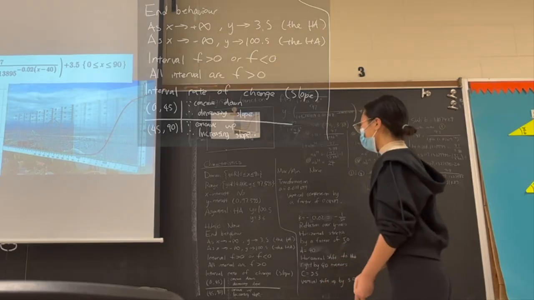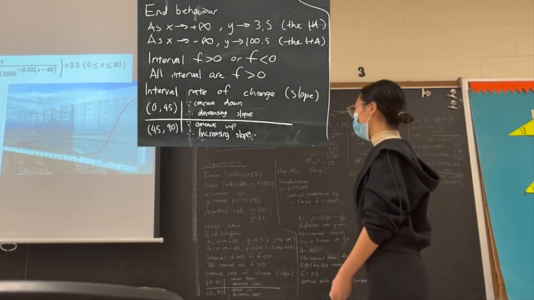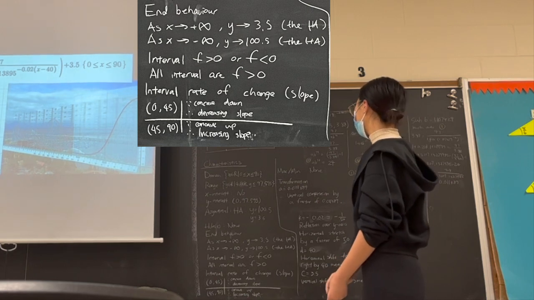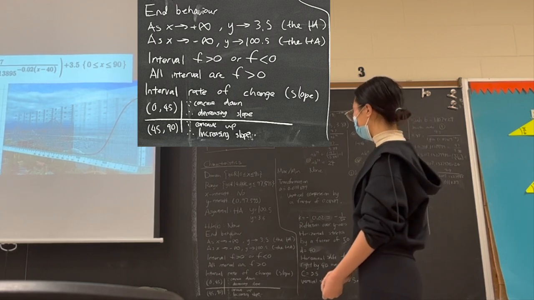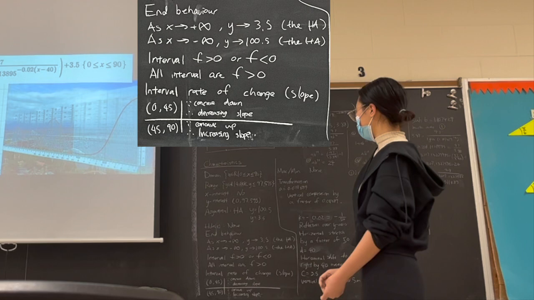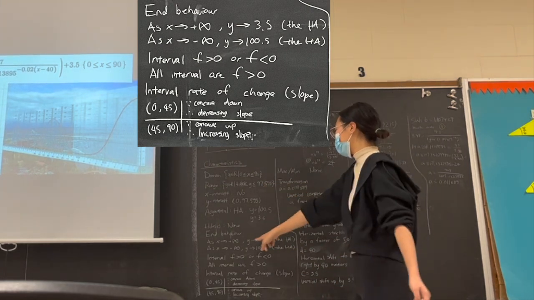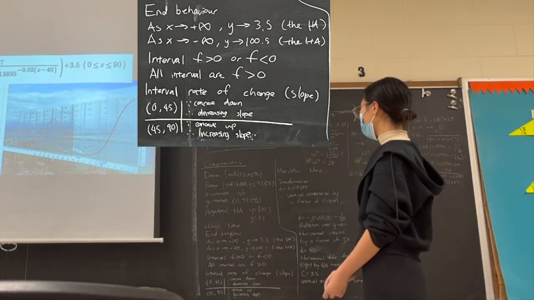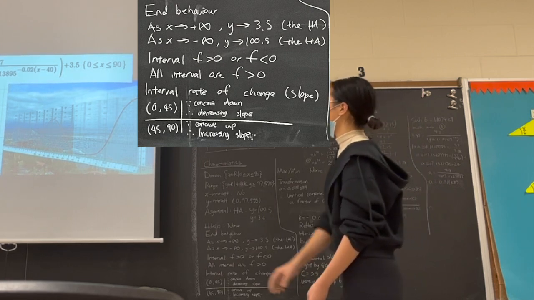And there are no holes, and if there were no restrictions, the end behavior would be as x approaches positive infinity, y will approach 3.5, which is the horizontal asymptote. Another one is x approaching negative infinity, and y approaches 105 meters, the other horizontal asymptote. But here, since we have restrictions, there will be no end behaviors. For the intervals where f is greater than 0 or f is smaller than 0, all intervals are f greater than 0 because it's above the ground.